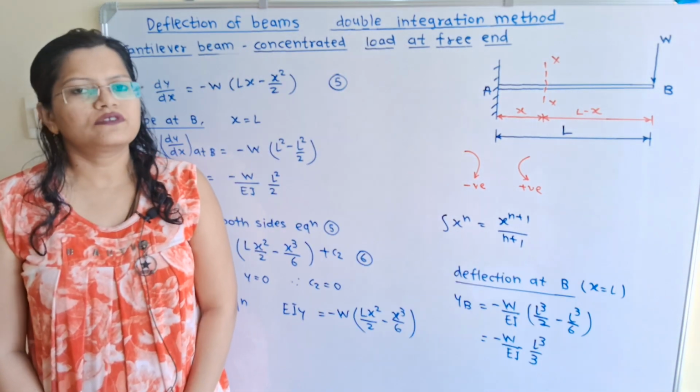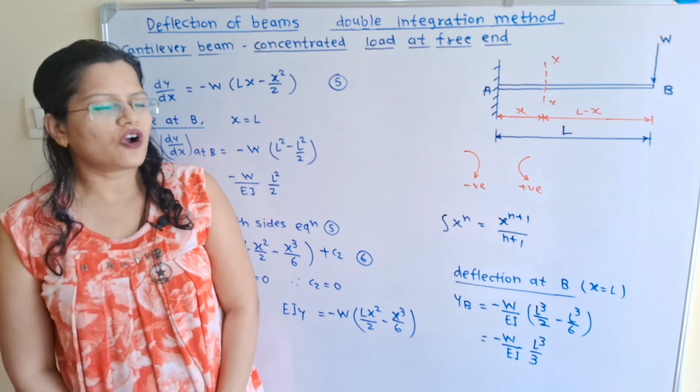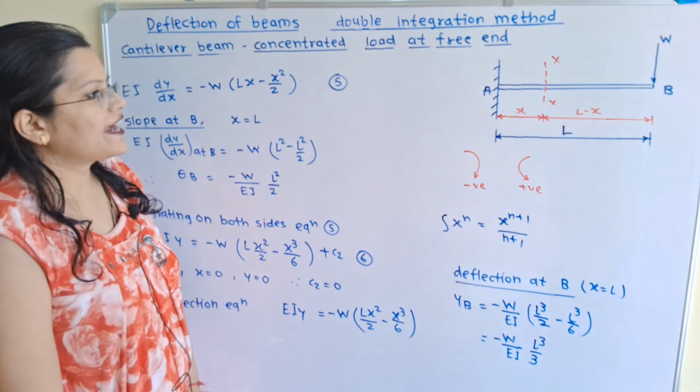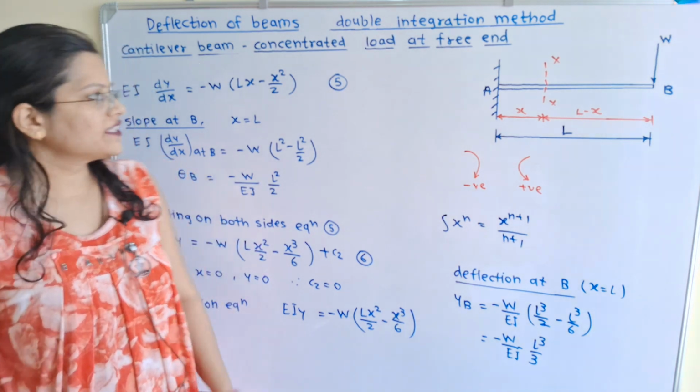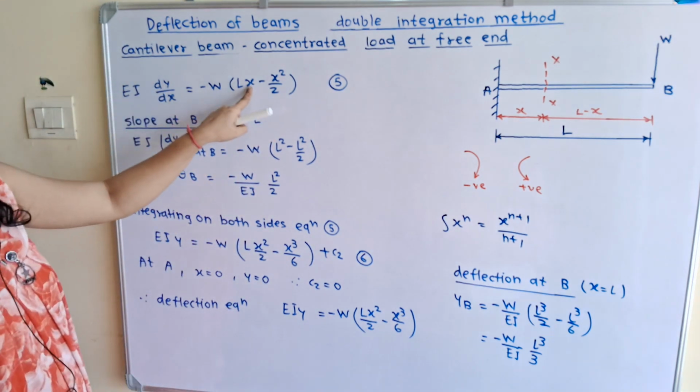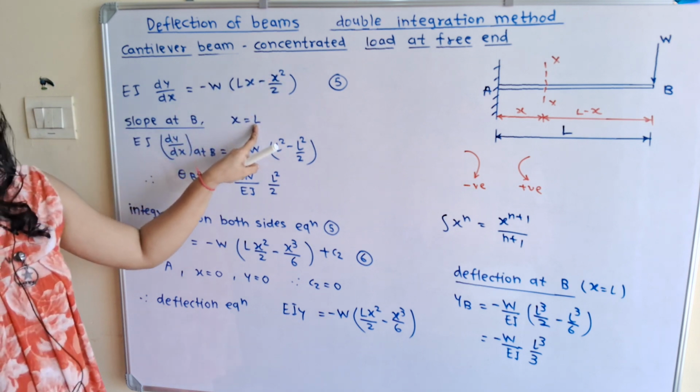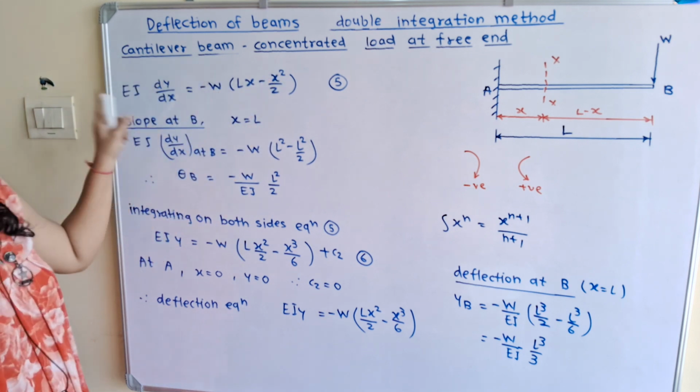We will find out slope at B. If we observe the diagram, then at B value of x is equal to capital L. So this is the slope equation, and instead of small x we will put the capital L. So what will be the equation?